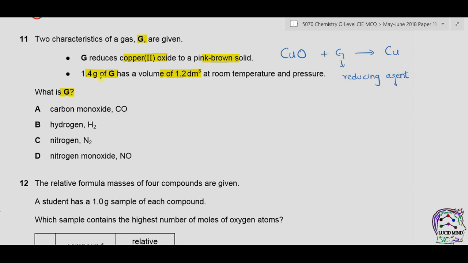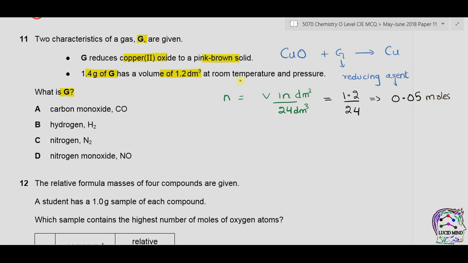We have 1.4 grams of G and a volume of 1.2 decimeter cube. Let's first convert this volume into moles. For gas, we know that number of moles is equal to volume in decimeter cube divided by 24 decimeter cube. Putting in values, we have 1.2 divided by 24. It comes equal to 0.05 moles.